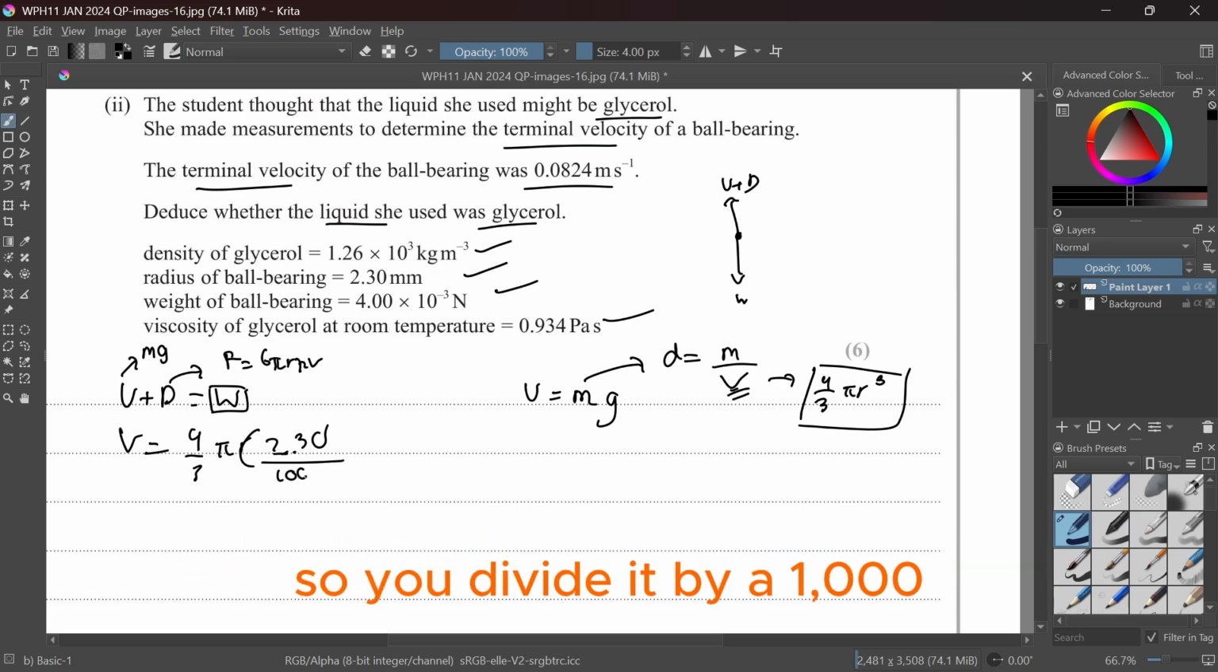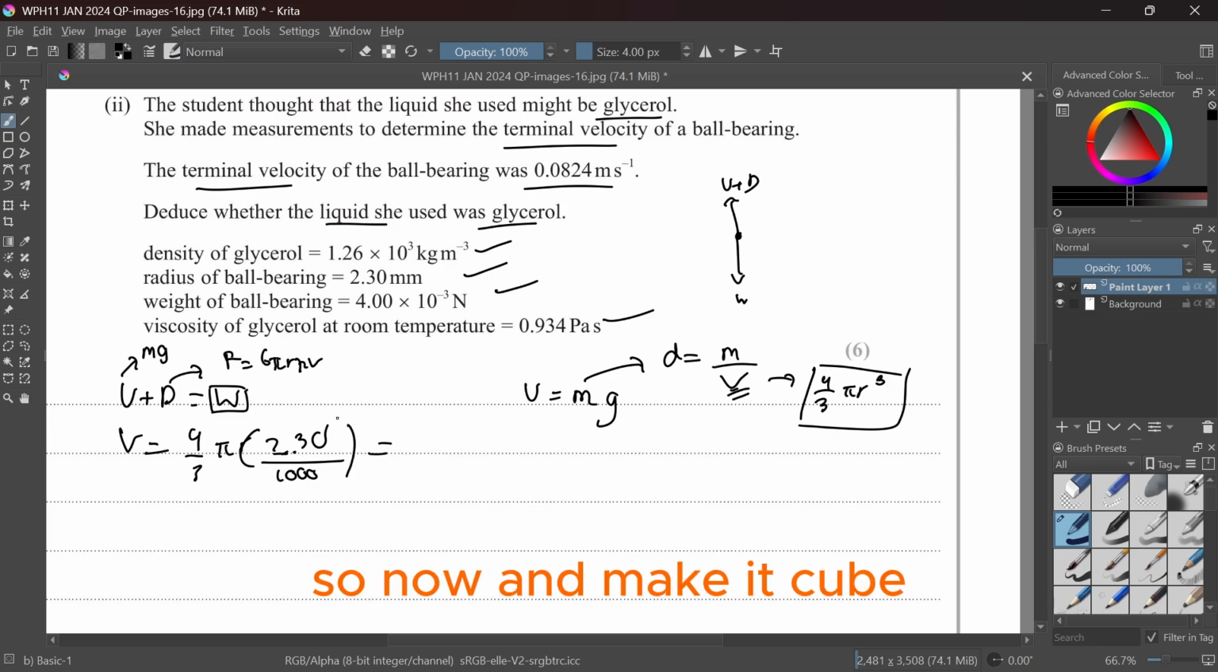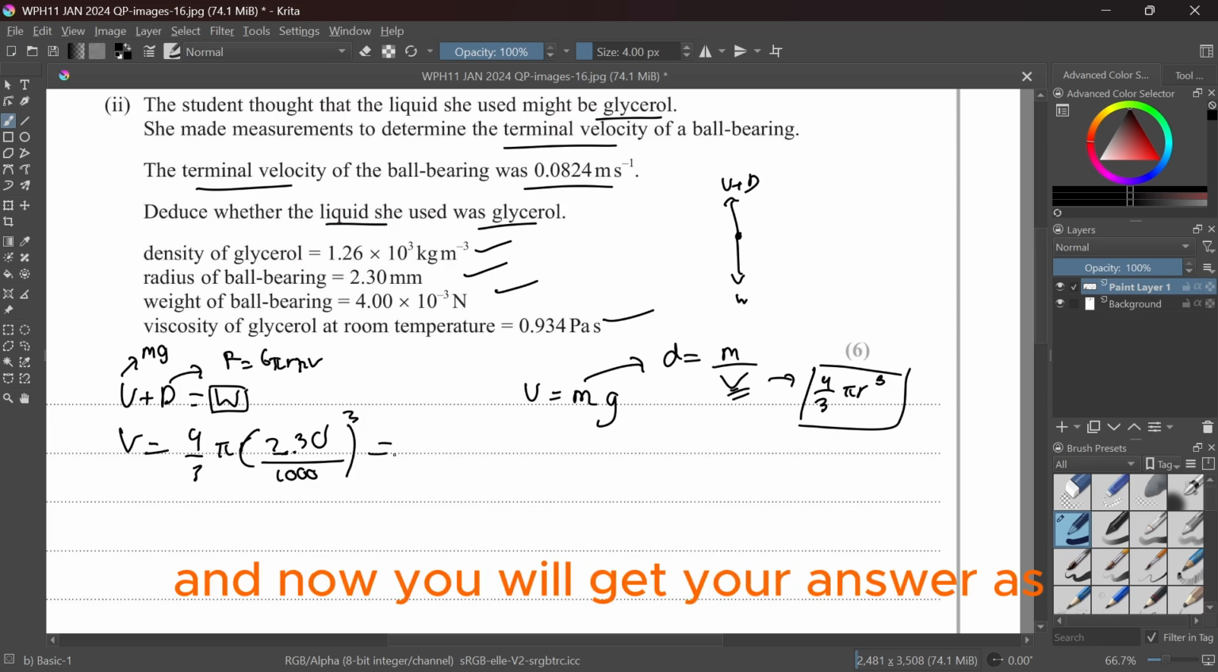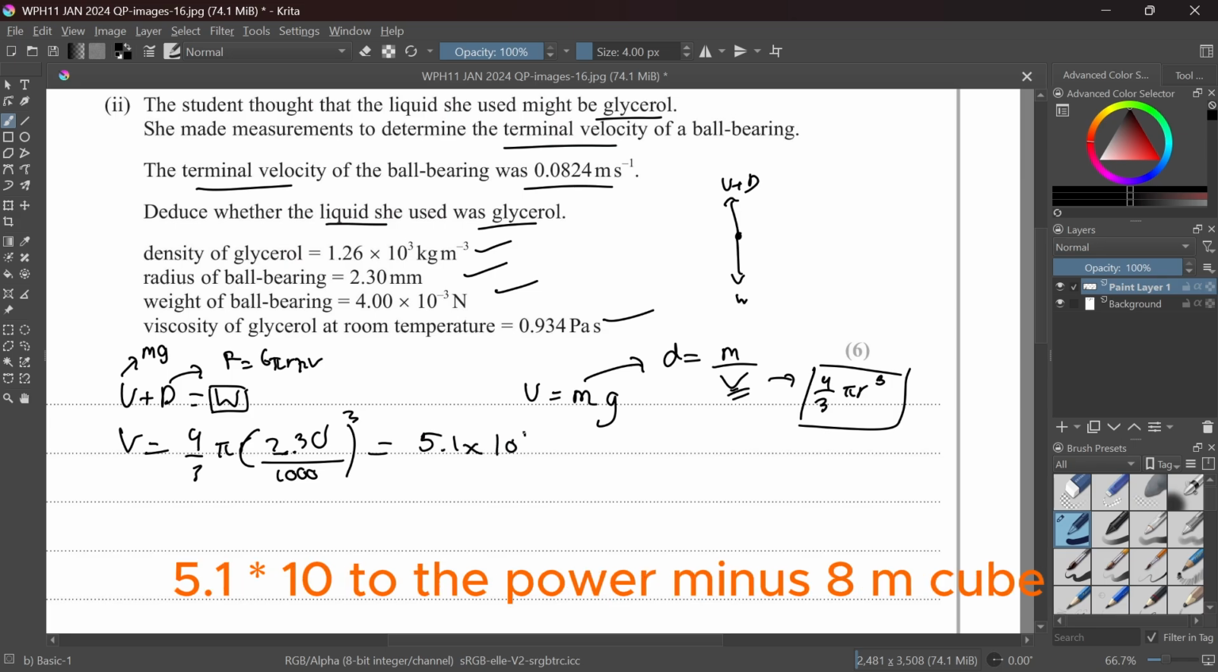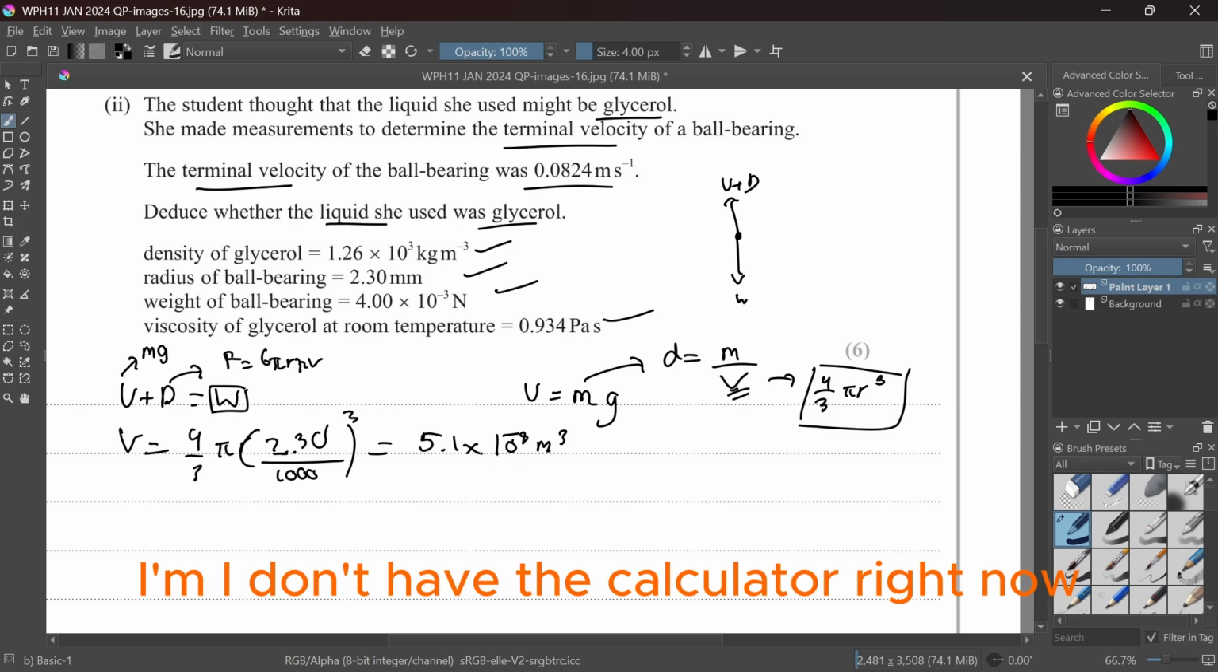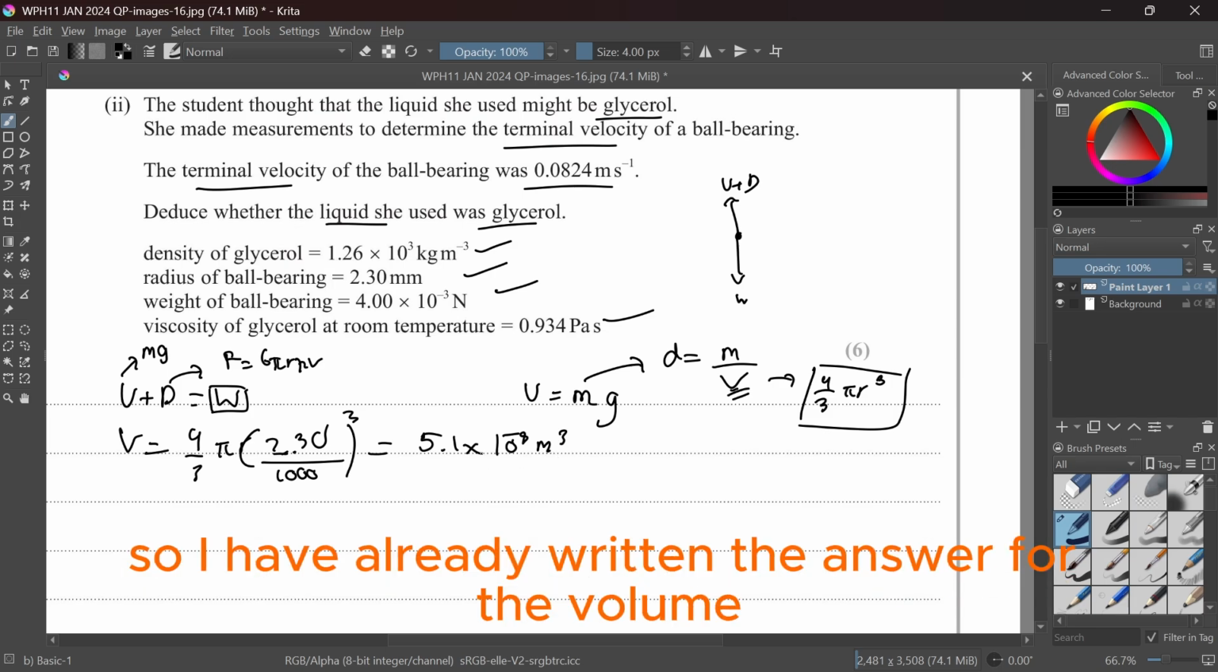So divide it by 1,000. Now make it cube, and now you will get your answer as 5.1 times 10 to the power minus 8 meter cube. I don't have the calculator right now, so I have already written the answer for the volume.